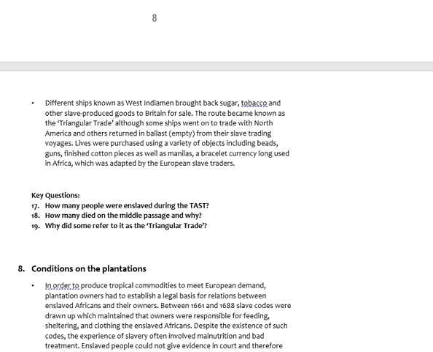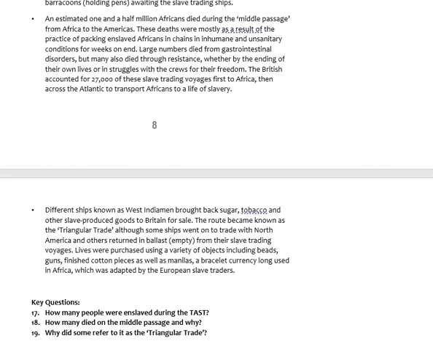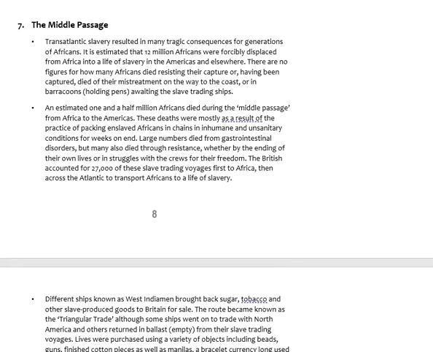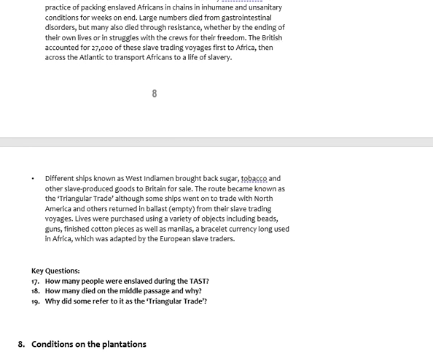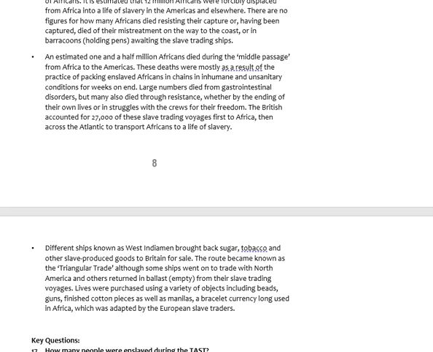So how many people were enslaved during the transatlantic slave trade? Well, we have estimates here. We say that roughly about 12 million. And you'll see a map on this in lesson 1. But how many died in the middle passage and why? Well, we know that roughly 2 million died along that middle passage journey, which is a horrific number of people who died having been enslaved, never even reaching the new world and the misery that would bring.